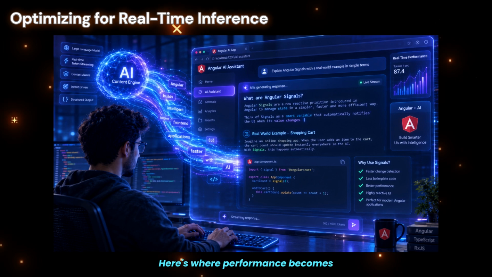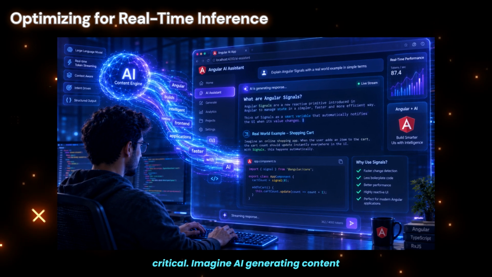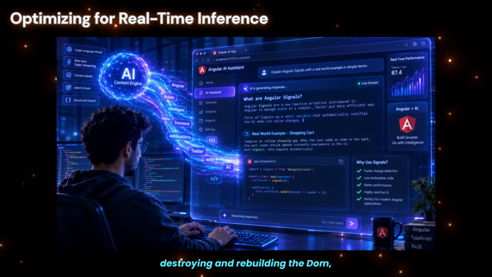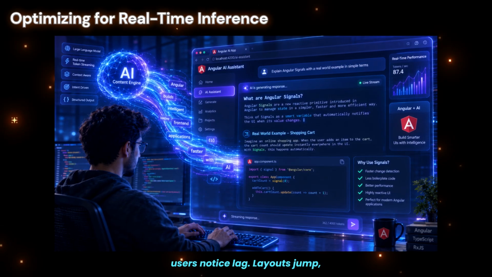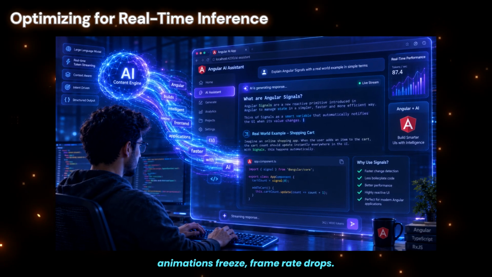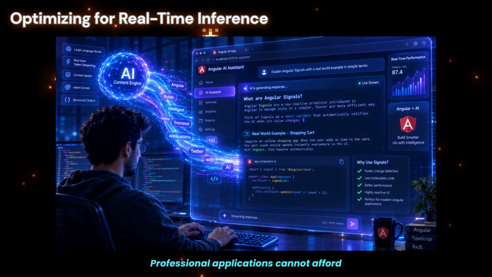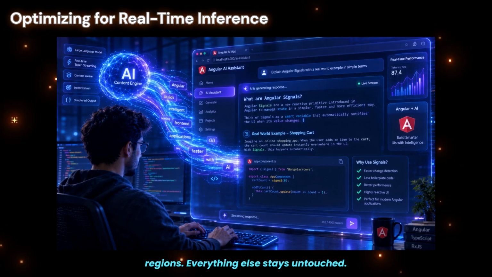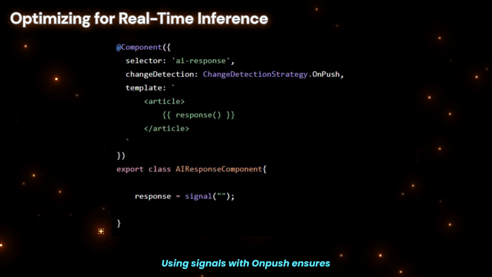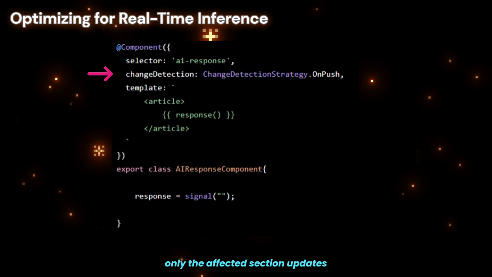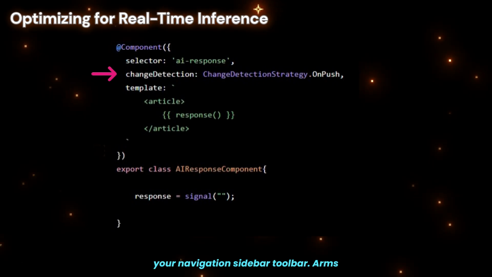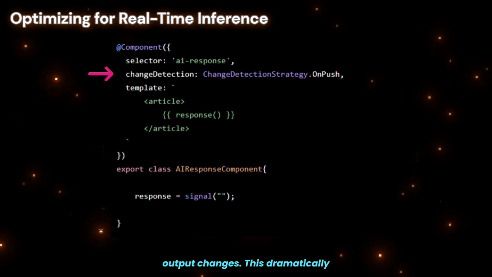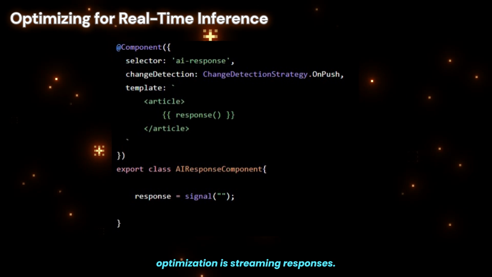Here's where performance becomes critical. Imagine AI generating content every second. If Angular keeps destroying and rebuilding the DOM, users notice lag, layouts jump, animations freeze, frame rate drops. Professional applications cannot afford that. Instead, we isolate AI-generated regions. Everything else stays untouched. Using signals with onPush ensures only the affected section updates. Your navigation, sidebar, toolbar, forms remain completely stable. Only the AI output changes. This dramatically improves perceived performance.